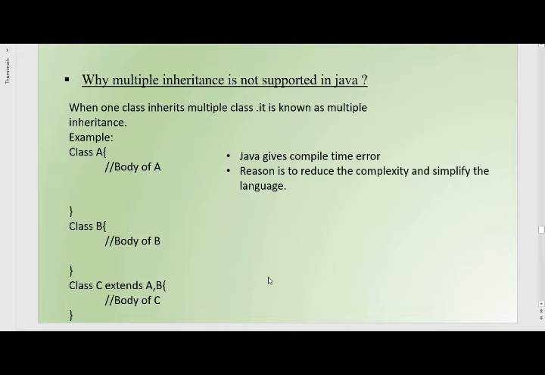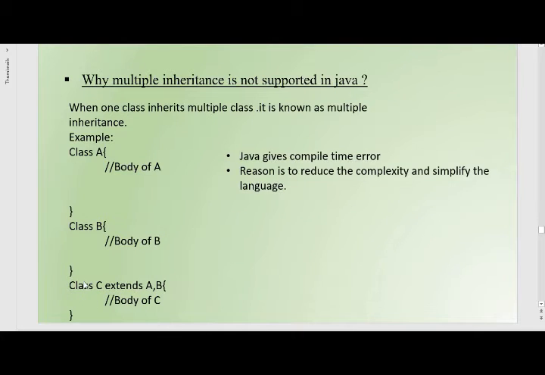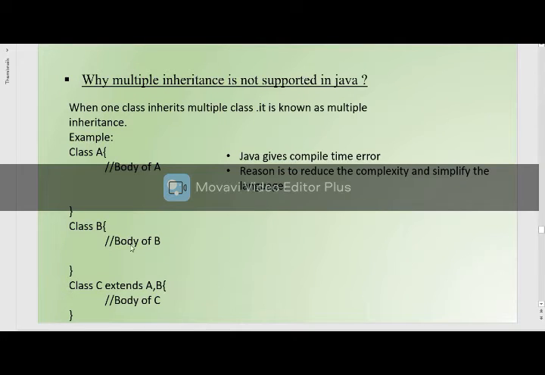Why is multiple inheritance not supported in Java? When one class inherits multiple classes, it is known as multiple inheritance. After that, you can see the example. There are three classes: class A, class B, and class C. Class C extends class A and class B. That is the program. When this program is run on the Java compiler, it gives a compile-time error.